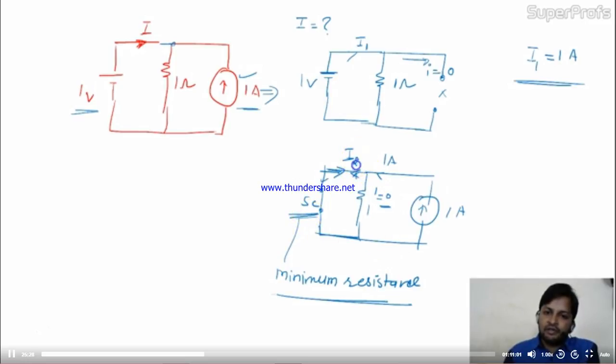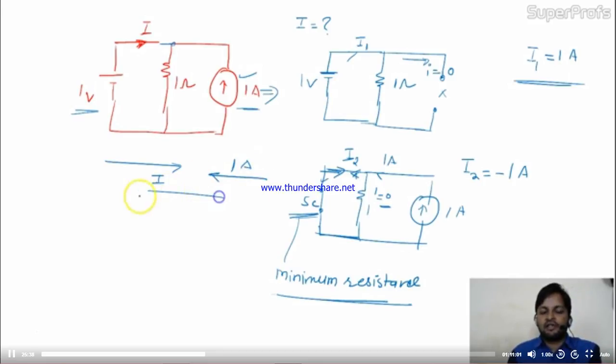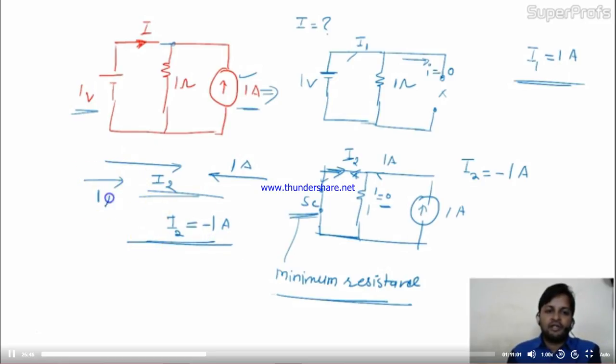So what is the value of this I2? This I2 is nothing but minus 1 ampere, right? Because I2 is in this direction and 1 ampere is coming in this direction. They are opposite to each other. So I can say I2 is nothing but minus 1 ampere. I2 is not 1 ampere. If 1 ampere went like this, then I could say I2 is 1 ampere. But here it's coming from the opposite direction. So I2 is minus 1.